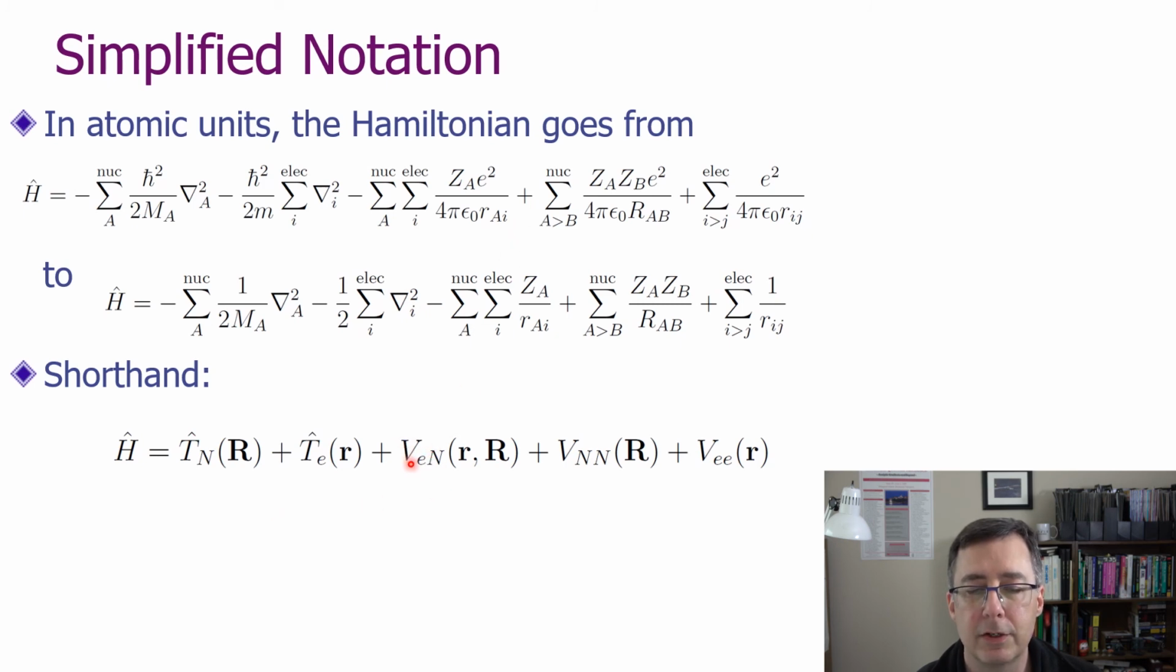And then the next term I'll call VEN. It's a potential energy between the electrons and the nuclei. It depends on the coordinates of the electrons and the coordinates of the nuclei. The next one is a nuclear-nuclear repulsion energy, VNN, and then finally VEE for the electron-electron repulsion energy. The last three are potential terms, V, and the first two are kinetic energy terms, T. All right.